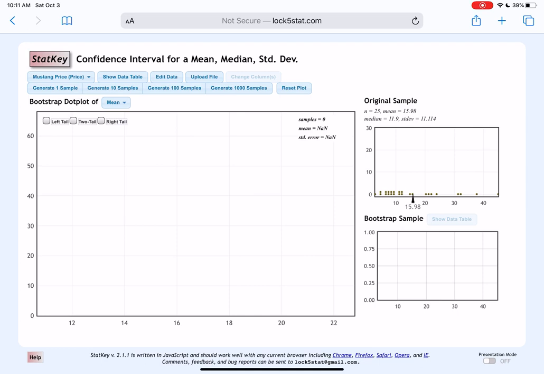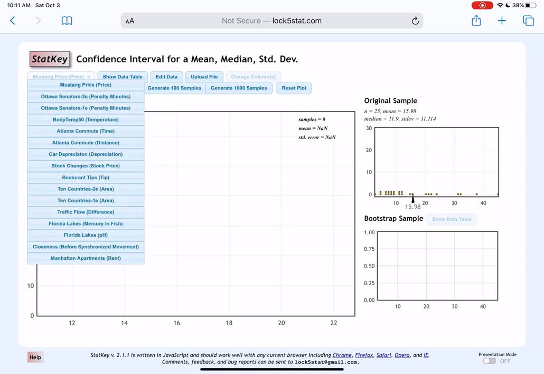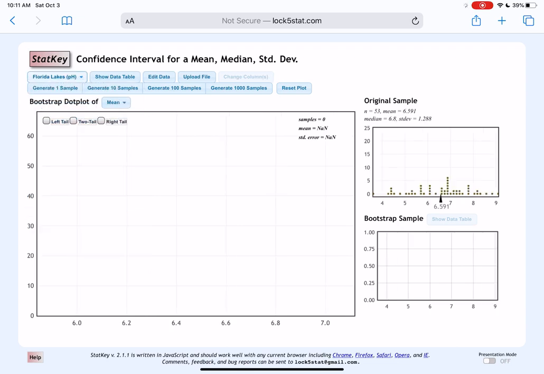Conveniently, this particular data set is already loaded in StatKey. If you click this box up here, you'll see that there is a Florida Lakes pH. Now, if you look in this graph in the upper right, this is our original sample. We see that there's a sample size of 53, that the mean is 6.591, that the median is 68, the standard deviation is 1.288, and in this dot plot, you can see these 53 dots that correspond to each of the values of pH that were observed.